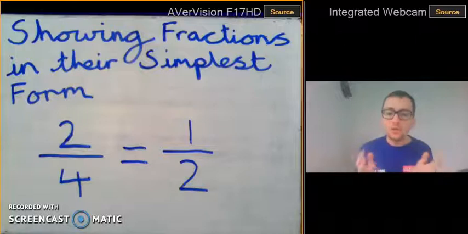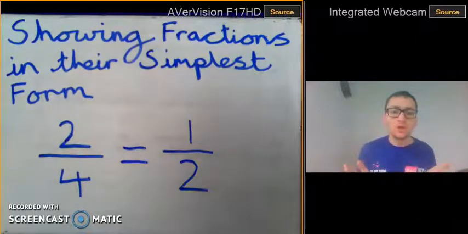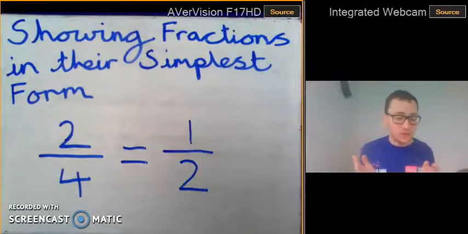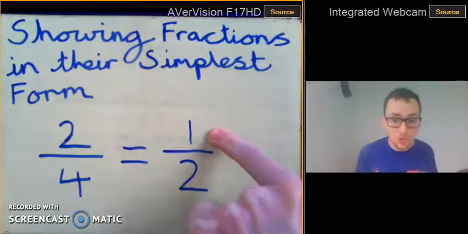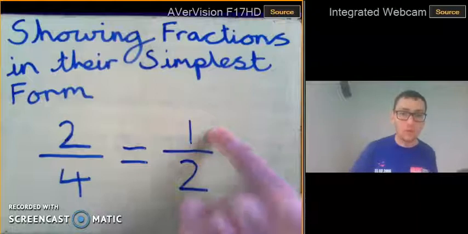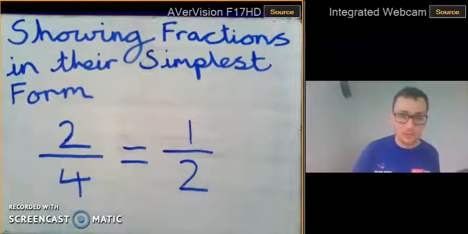Right, so how do we use a method to show every fraction in its simplest form? The simplest form being the one that's got the smallest numerator on top. Right, let's go through the steps.